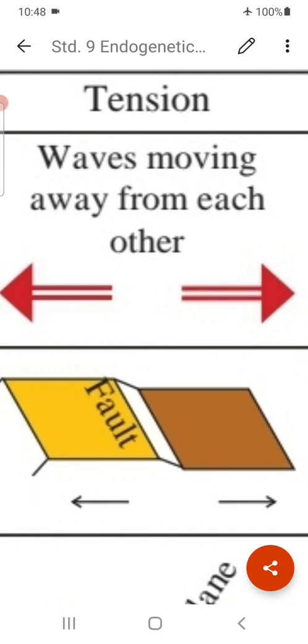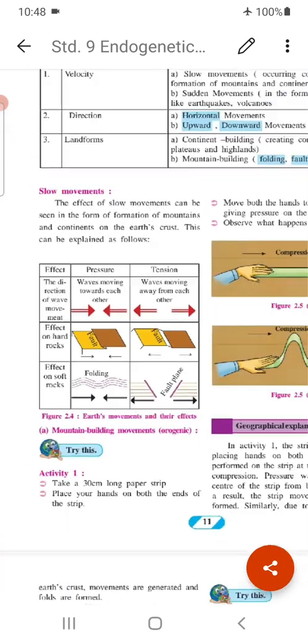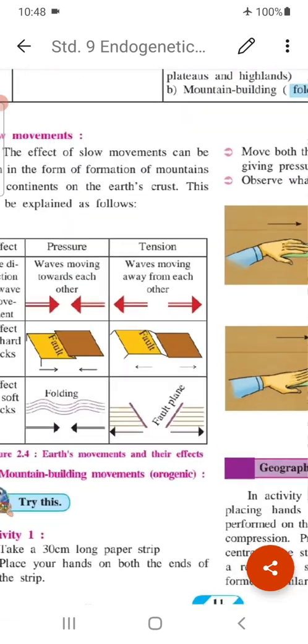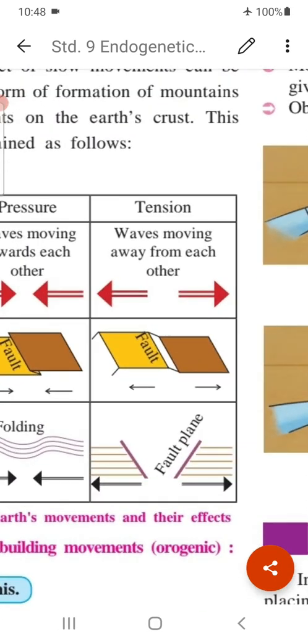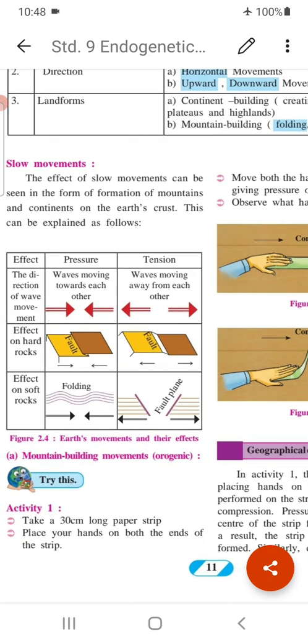Tanav. Now see, when we put pressure on something, folds or faults are formed. And when we stretch something, when we tense something, what happens? It breaks. There is one proverb in Marathi, ati ताणल्यावर तुटते. Same way, breakages do occur here.